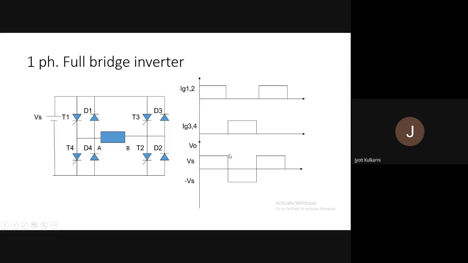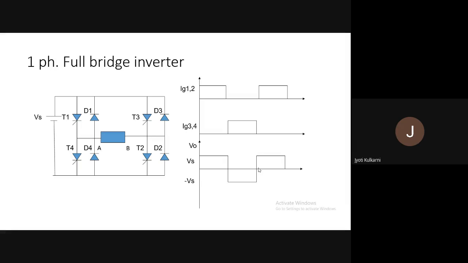The positive output voltage is in the form of a pulse. So this width of the pulse, from x equal to 0 to the end point, is called a positive pulse. And the negative pulse is from pi to 2 pi. So 0 to pi is your positive pulse and pi to 2 pi is your negative pulse. So the pulse width duration is 0 to pi and the negative pulse width is pi to 2 pi.